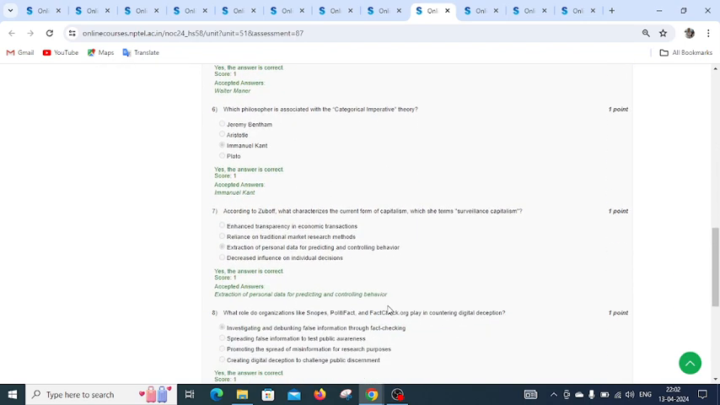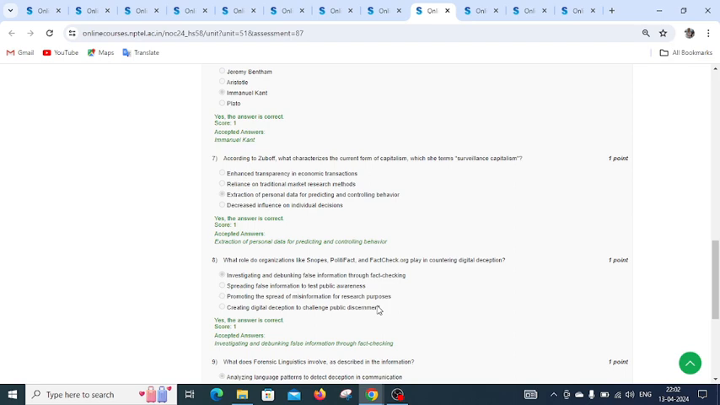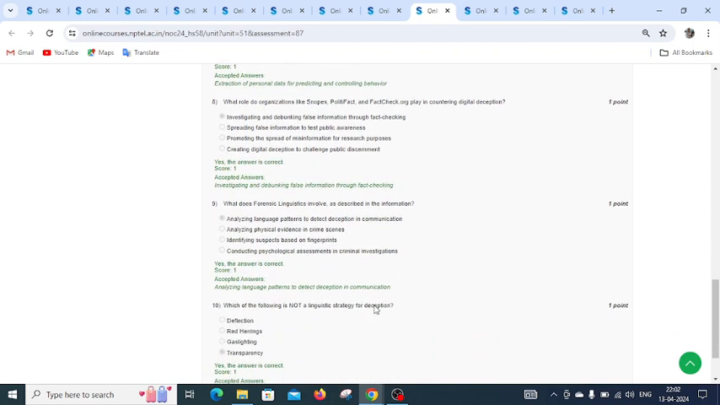According to Zuboff, what characterizes the current form of capitalism, which she terms surveillance capitalism? Extraction of personal data for predicting and controlling behavior. What role do organizations like Snopes, PolitiFact and FactCheck.org play in countering digital deception? Investigating and debunking false information through fact checking. What does forensic linguistics involve as described in the information? Analyzing language patterns to detect deception in communication.